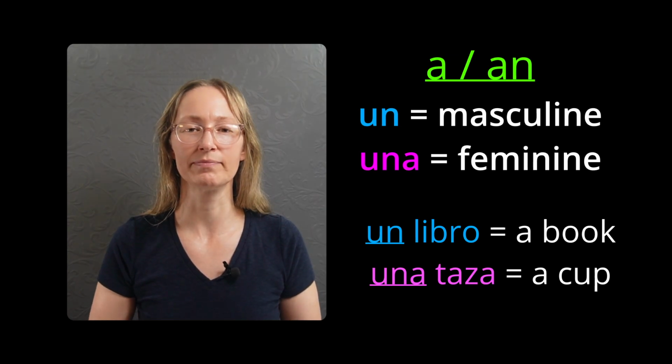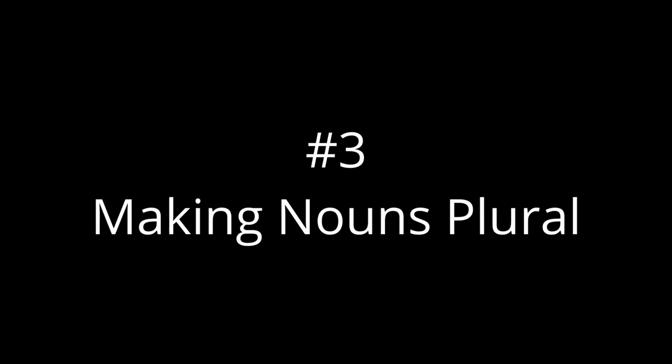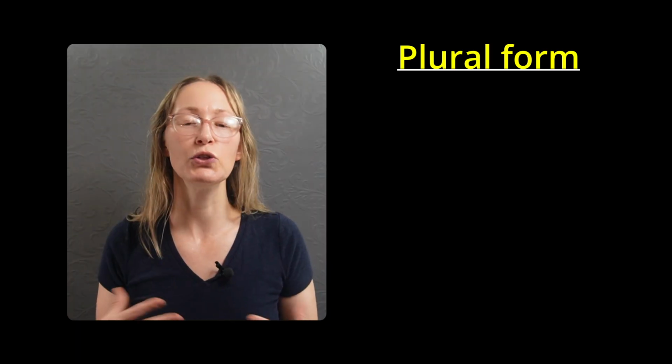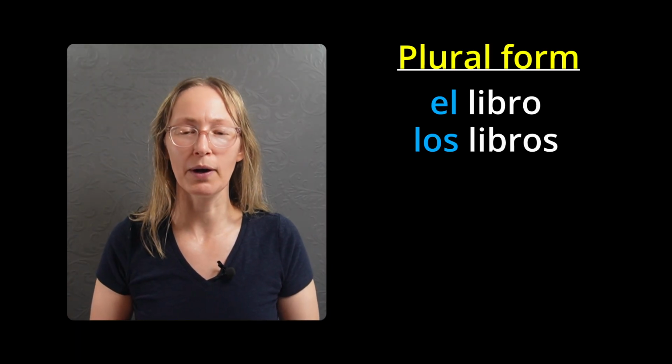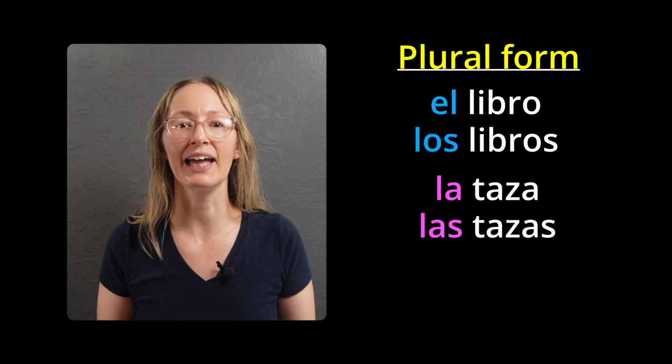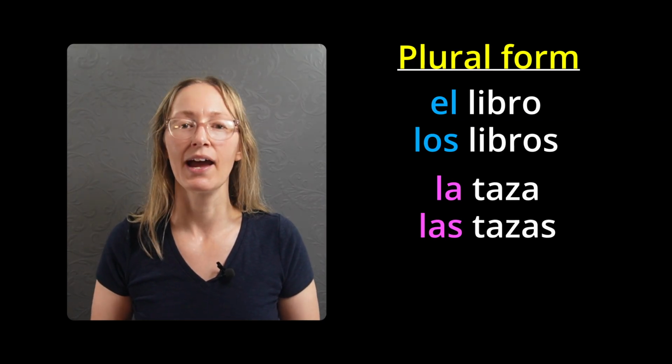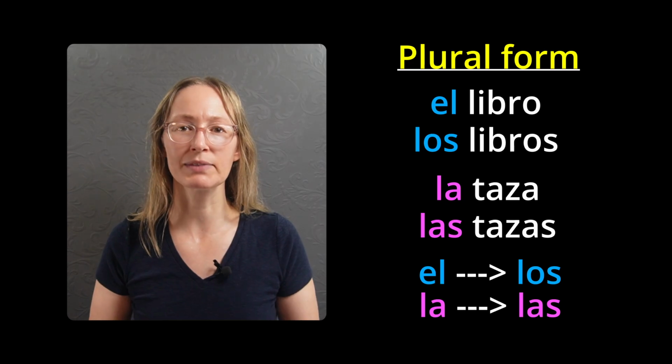And number 3, making nouns plural. In English, we say the books or the cups. Notice that the article the stays the same, and we just add an s to the end of book and cup to make them plural. The books, the cups. Well, in Spanish, the noun itself becomes plural, as well as the article in front of it. So using our example words, el libro becomes los libros, and la taza becomes las tazas. El becomes los, and la becomes las.